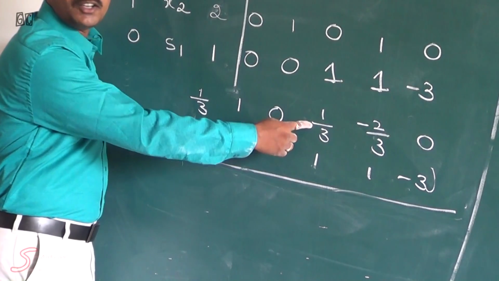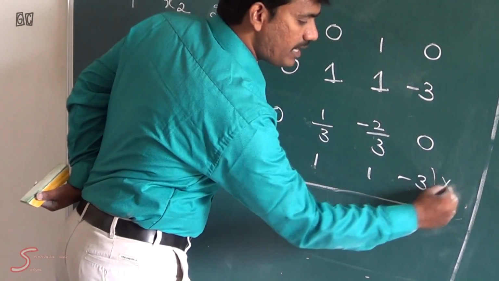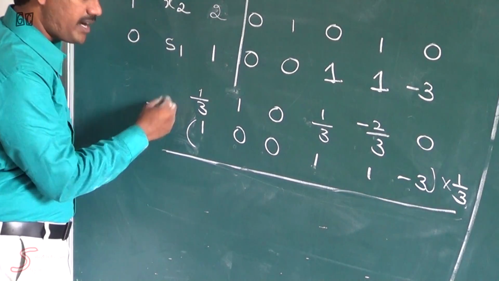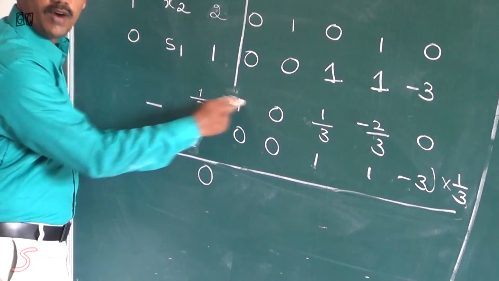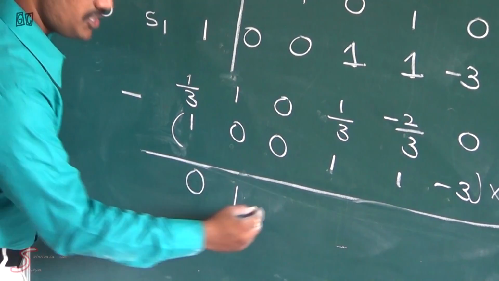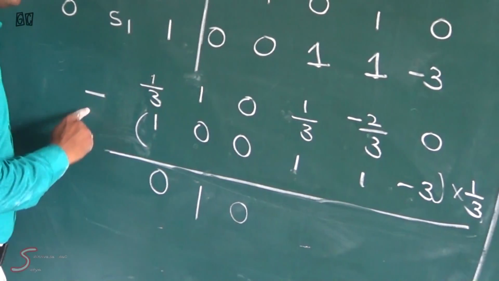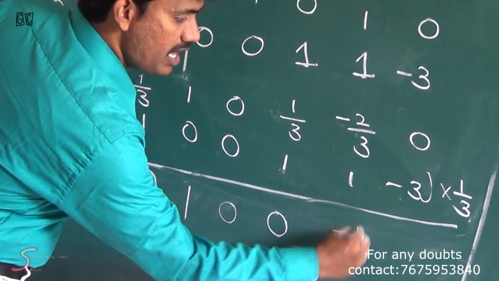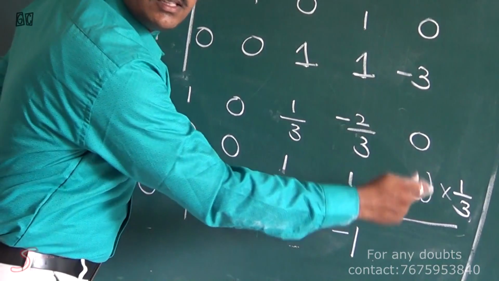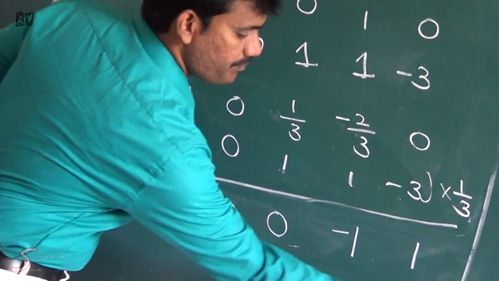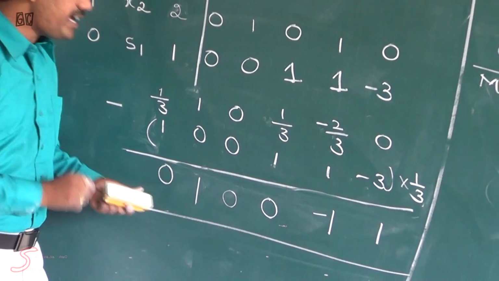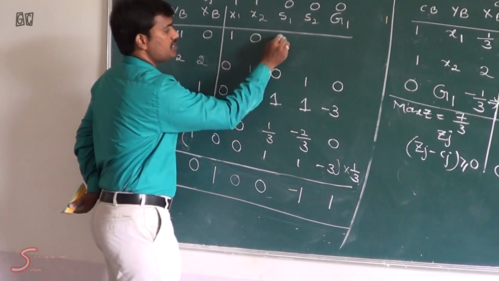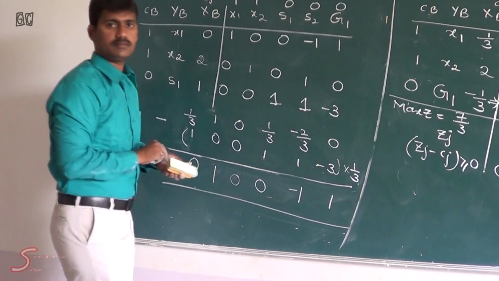We got 1 by 3 here. To make this value 0, without loss of generality, I am going to multiply with 1 by 3. 1 by 3 into 1 is 1 by 3. I am going to subtract: 1 by 3 minus 1 by 3 is 0. 1 minus 0 obviously 1. 0 minus 0 again 0, that is 1 by 3 minus 1 by 3 that is 0. Minus 2 by 3 minus 1 by 3 is minus 1. And finally 0 minus minus 3 into 1 by 3, the 3 gets cancelled, the value is 1. Now I am going to represent this entire row in the first row, that is 0, 1, 0, 0, minus 1 and again plus 1.